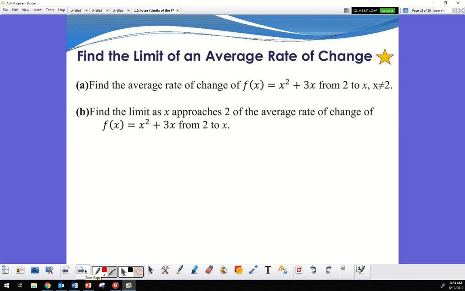Find the limit of an average rate of change of this from 2 to x, and x cannot equal 2. Just plug it in, right? So it's going to be from 2 to x, so it's going to be f of x minus f of 2 over x minus 2.